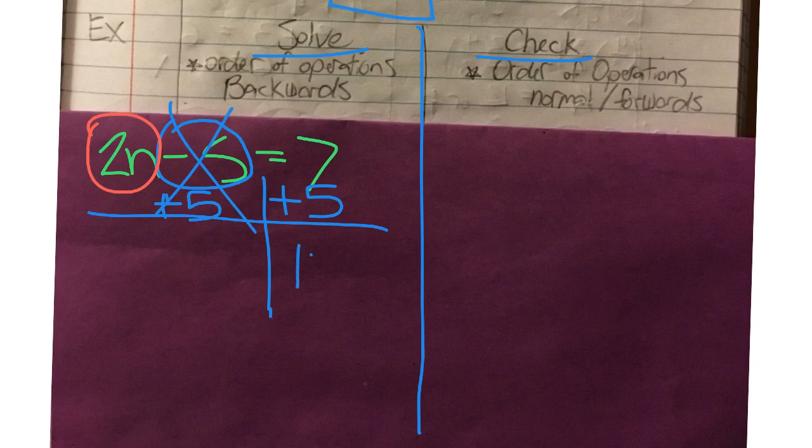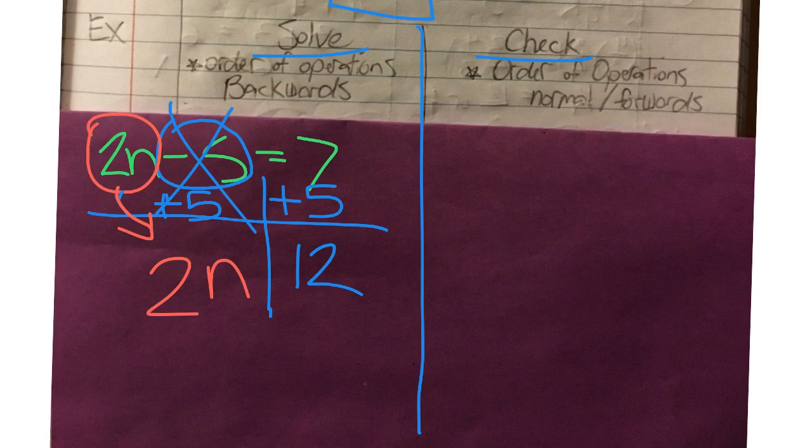7 plus 5 gets me 12. And then I go ahead and bring down that number because I didn't get rid of that 2n. Now we haven't found the answer yet. We've only gotten rid of the constant. We did the subtraction first, so now I'm going to get rid of that multiplication.